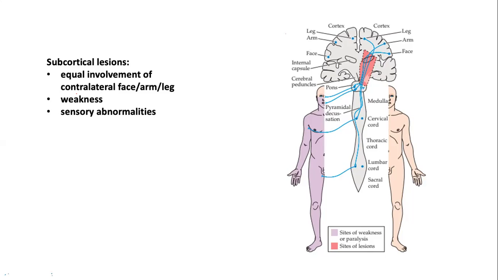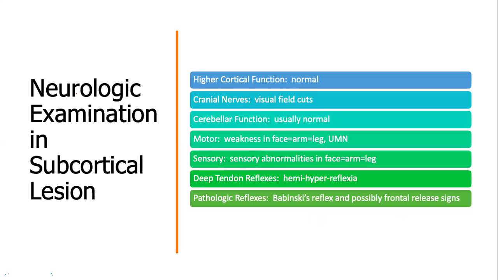Will there be higher function affection? Do you think that the higher function will be affected in the subcortical area? Could there be aphasia or agnosia? No. So there will be no higher cortical function effects because it's purely tracts. If I examine the patient, as we said, I will find normal cortical function. The cranial nerve nuclei will all be normal, but there may be a visual field cut because the visual fibers go in the subcortical area. If it hits this area, I may find a visual field cut.